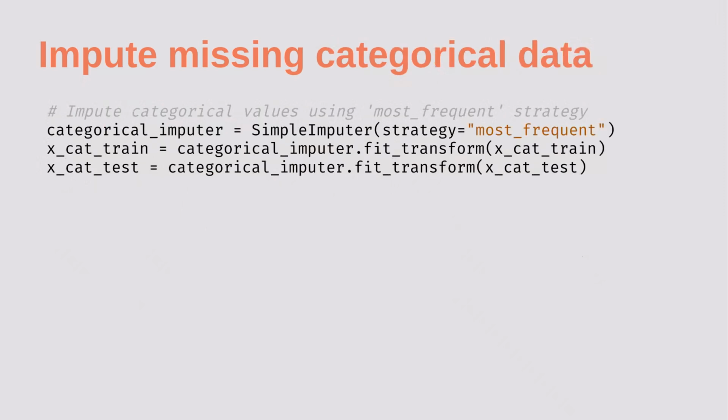For categorical features, we create a simple imputer and set the strategy to most frequent, which tells it to fill in the missing values using the most common category in each column. By default, simple imputer looks for missing values that are represented as np.nan. Now we call the fit transform function on the training categorical features. This fits the imputer and fills in the missing values. For the test set, we just call the transform function, so we can use the same imputation rules learned from the training data.